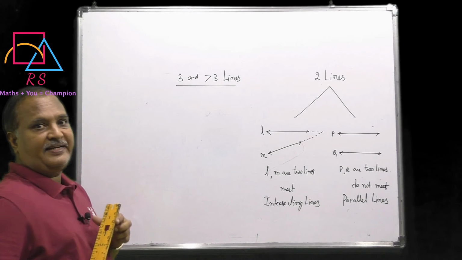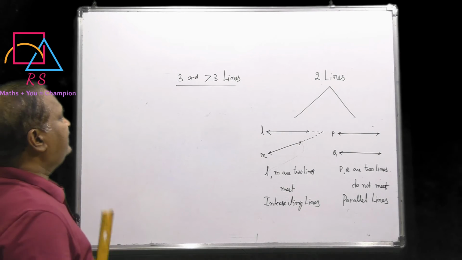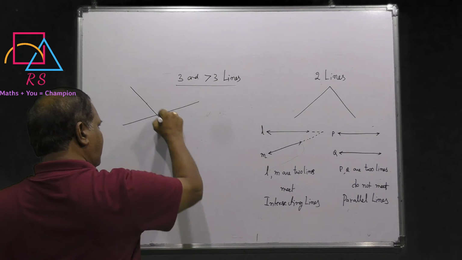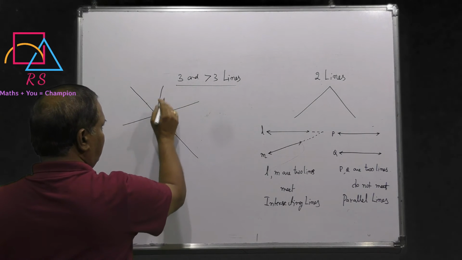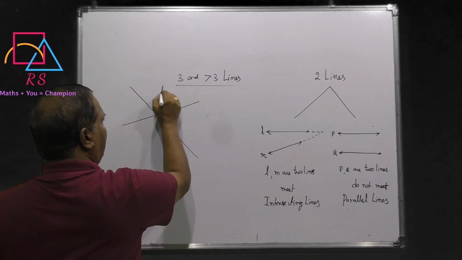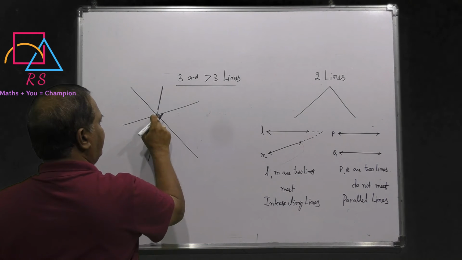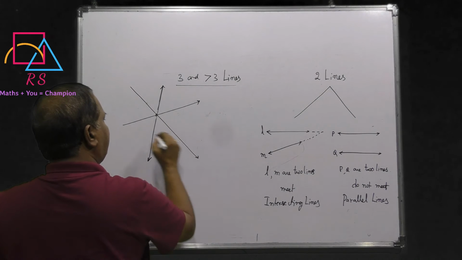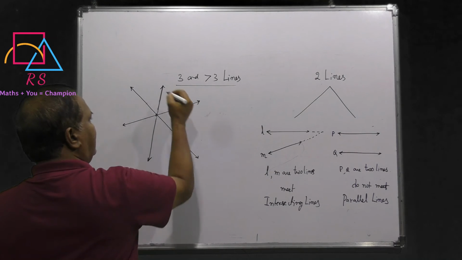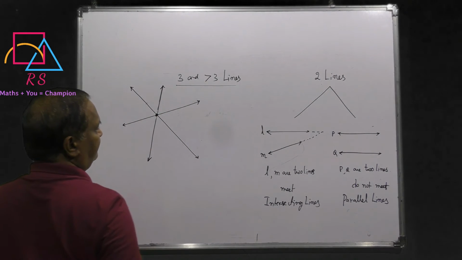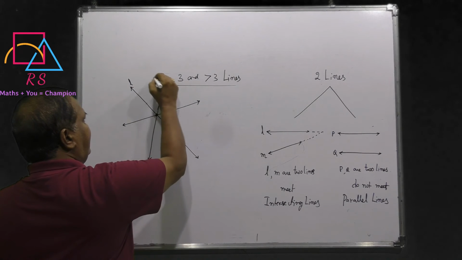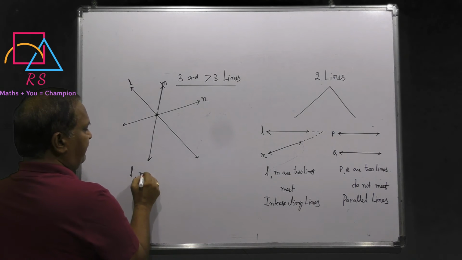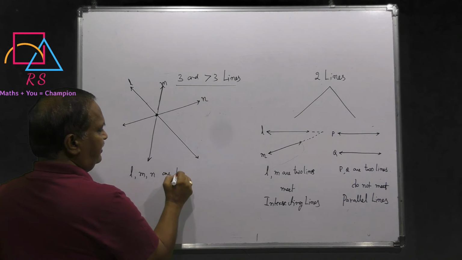Let us come to three lines. I will draw them specifically. I should use a scale here. Now what I have drawn here is a special case. I have drawn all these lines through one point. Say L is one line, M is one line, N is one more line. L, M, N are three lines.